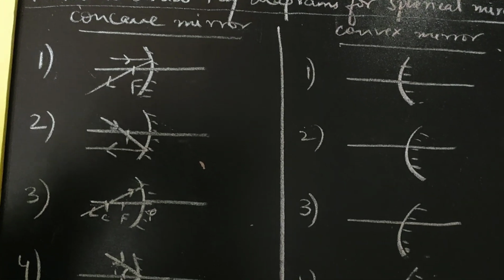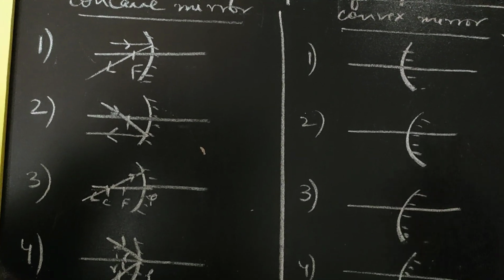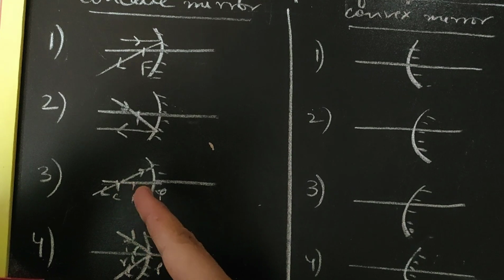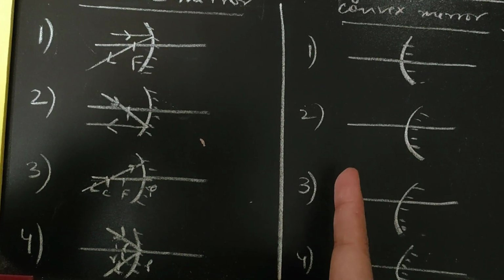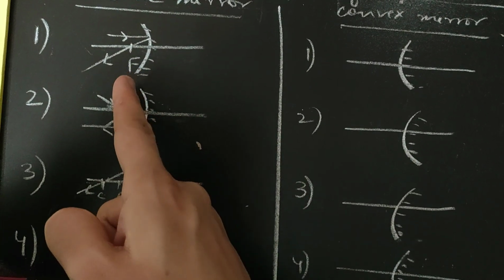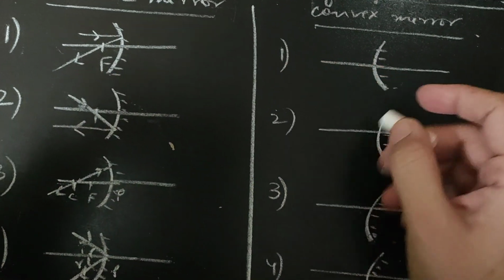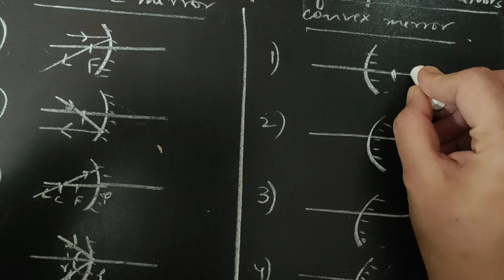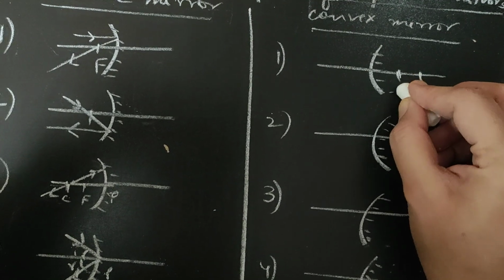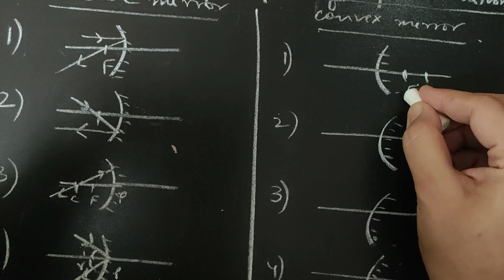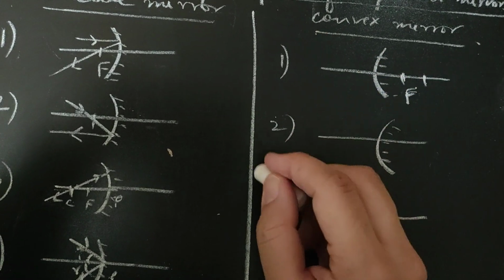We have similar 4 rules for the convex mirror as well. Remember, a concave mirror is a converging mirror and a convex mirror is a diverging mirror. So in the concave mirror, when a parallel ray comes, it passes through the focus. Here the focus is behind the mirror, so the ray cannot pass through the focus, but it will be diverged in the direction of the focus.